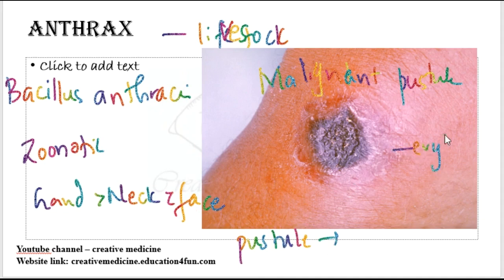When this pustule ruptures, it results in formation of a crust along with surrounding erythema and edema. The surrounding erythema and edema may sometimes give rise to superficial vesicles.